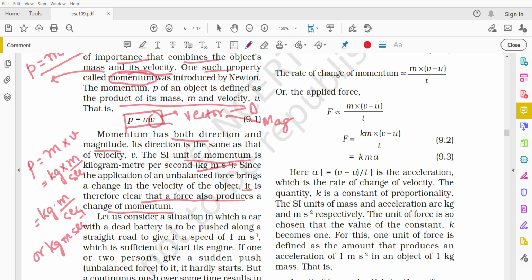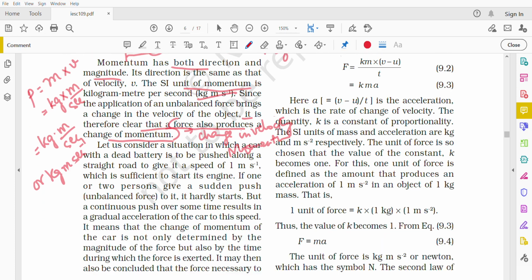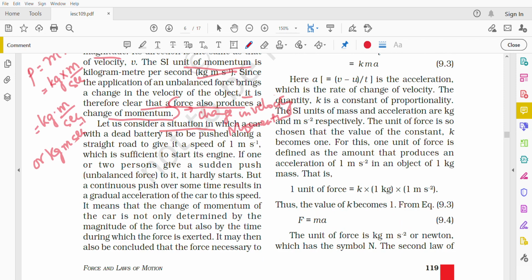How are they saying that a force produces change in momentum? Because a force brings change in velocity, isn't it? And when velocity changes, momentum will also change, because momentum depends on velocity. Clear? So let us consider a situation in which a car with a dead battery is to be pushed along a straight road to give it a speed of 1 meter per second, which is sufficient to start its engine. So a car is not working, maybe the battery is not in good condition, so they want to push it and ignite the engine.